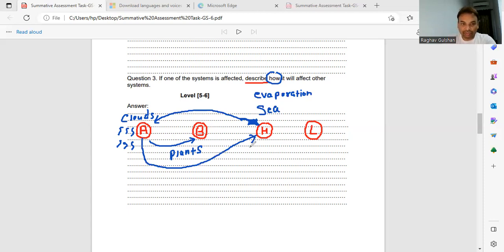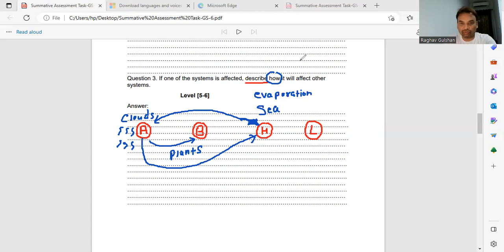So rainfall helps to maintain a cyclic process. Cyclic process means a life process, right? So the atmosphere affects the biosphere, and the atmosphere affects the hydrosphere also. Now, how does the rainfall in the atmosphere affect the lithosphere, right?